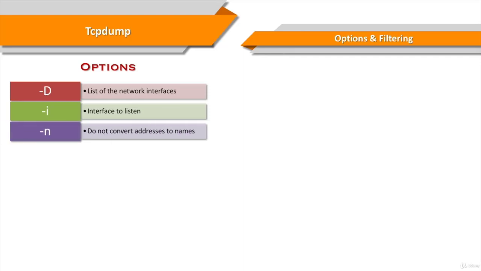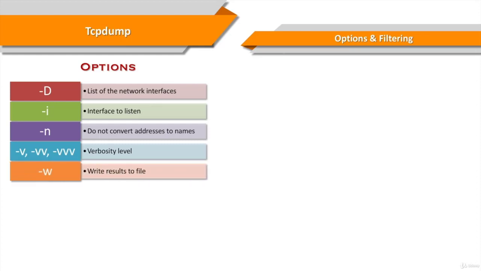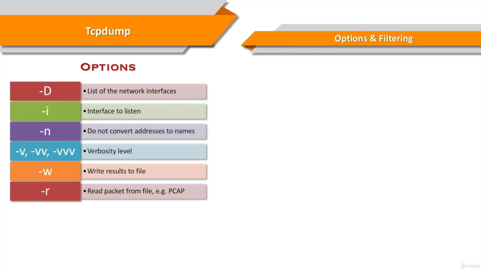-n means do not convert addresses, that is, host addresses, port numbers, etc., to names. -v produces verbose output when parsing and printing. The more v's, the more details. -w writes the raw packets to the specified file rather than parsing and printing them out. -r reads packets from a file which was created with the -w option or by other tools that write PCAP or PCAPng files.